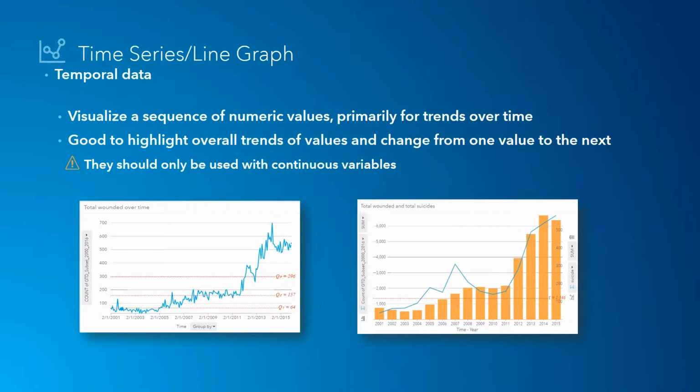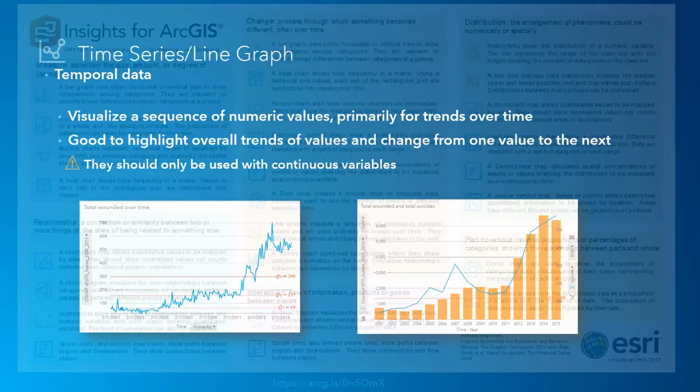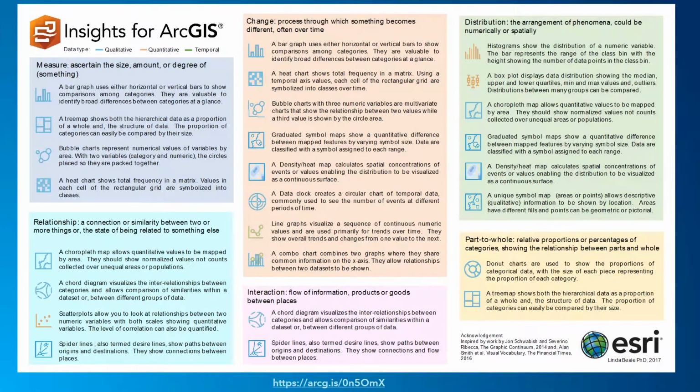We also have a line graph or a time series. This is good for temporal data. So visualizing a sequence of values, primarily for looking at trends over time. Good at looking at overall trends and the change from one value or one date to the next. It should only be used with a continuous variable. So again, we'll see an example of a line graph later.